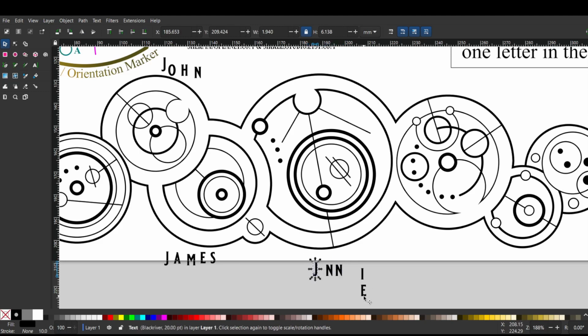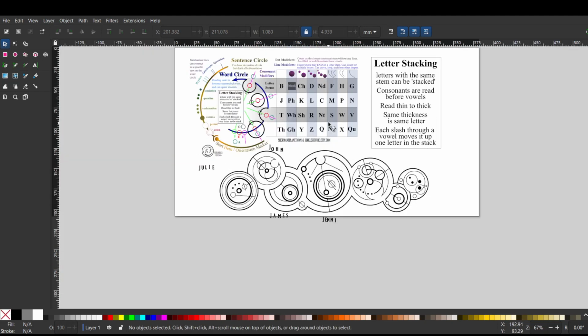And then we have the E. And then we have the I. And then there are 2 slashes through the E, so we move it up 1, 2 letters. So we have the J-E-N-N-I stack here. And then we have the F, which is a deep divot like this with 3 lines. So deep divot, 3 lines, makes it an F.